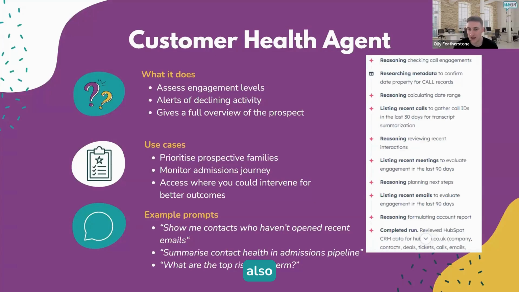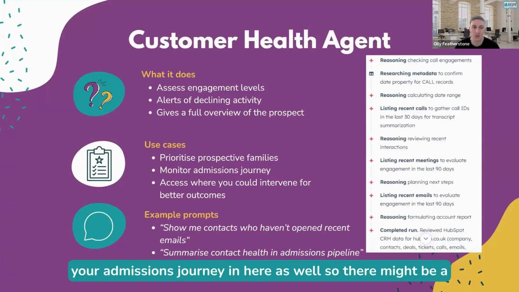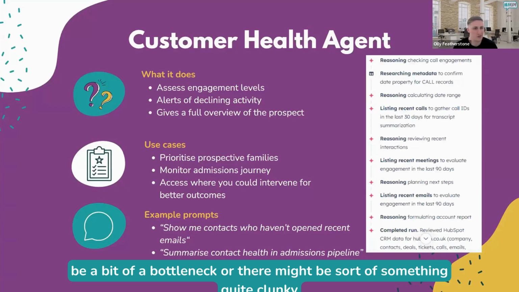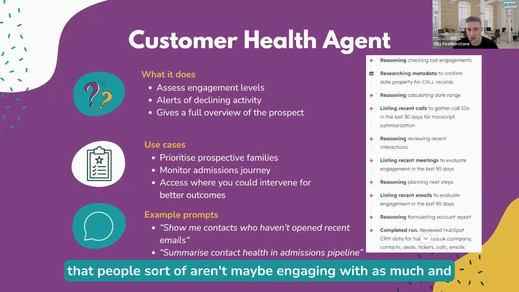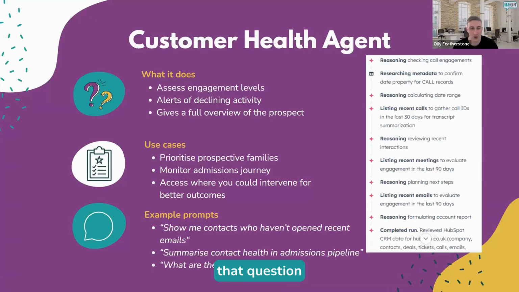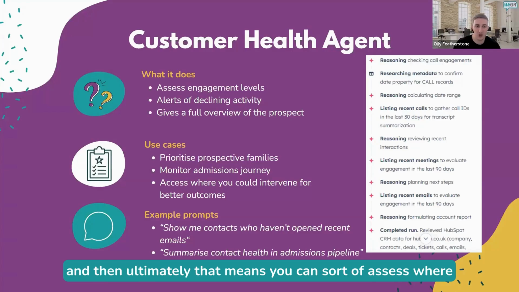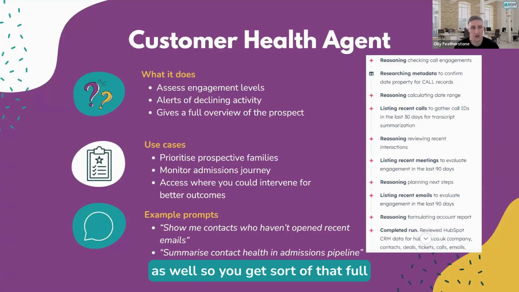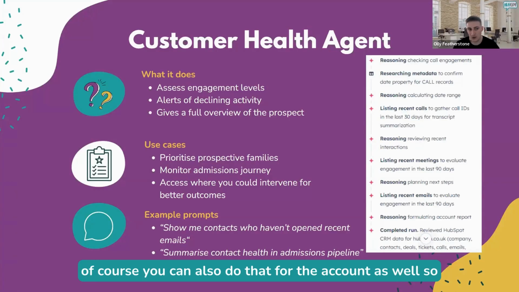Obviously, you're going to want to prioritize your prospective families that have the healthiest levels of engagement, the healthiest lead scoring, if you like. You can also monitor your admissions journey in here as well. So there might be a particular point in the process where there might be a bottleneck, or something quite clunky that people aren't engaging with as much. And this can help you start to see those insights and perhaps even suggest some fixes, should you take that prompt further and ask that question. And then ultimately that means you can assess where you could intervene for better outcomes in the future as well. So you get that full picture on an individual basis, but of course you can also do that for the account as well.